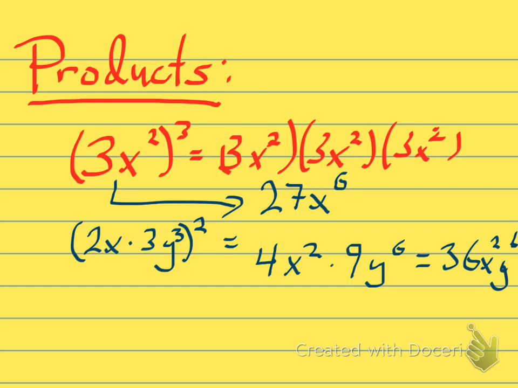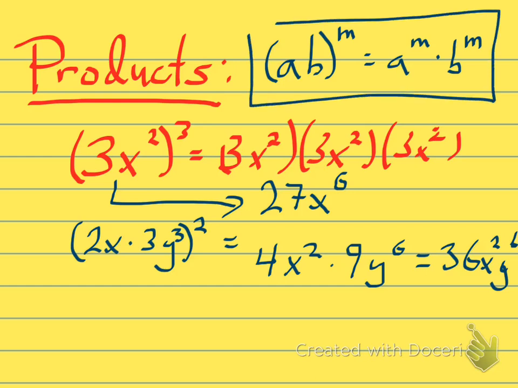So, in general, the rule for product, if I have two things like A times B, and I raise that to the m power, I'm going to take A and raise it to the m power, and I'm going to take B and raise it to the m power. That is the rule. Now, we just threw that one in because we're going to be talking about powers of quotients anyway, but that's how you do powers of products.